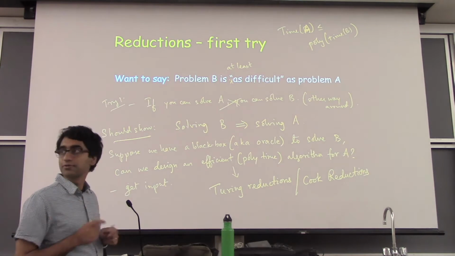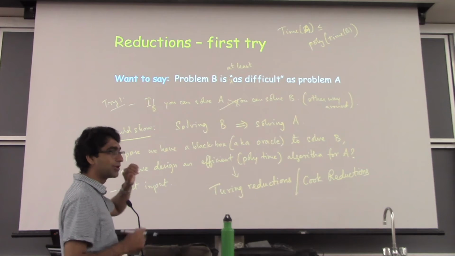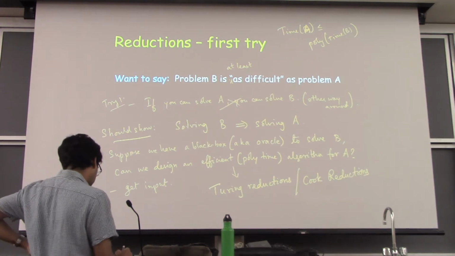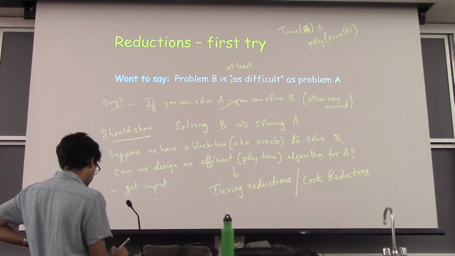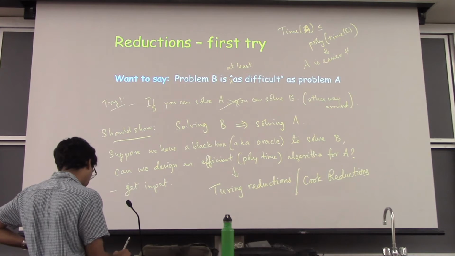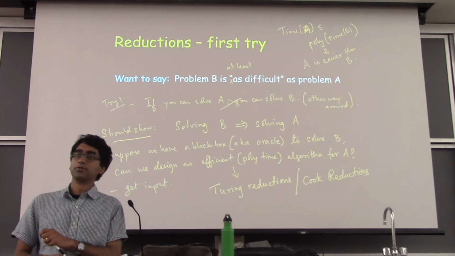So yeah, that's a good question. The running time could be a little bit higher, but it's not much higher. So this means that A is easier than B. Okay. So any other questions?